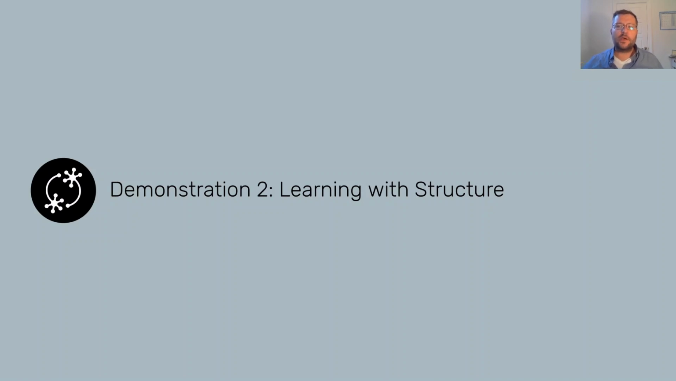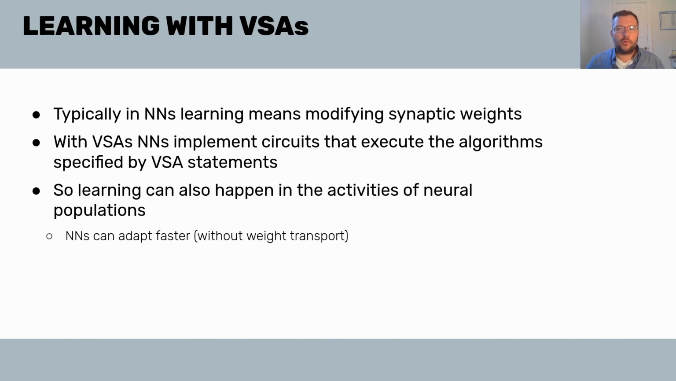Great. So now we've covered some of the basics of vector symbolic algebras, and next we're going to move on to examples of learning and generalization that we can get out of these neurosymbolic methods. It's important to know how learning happens in vector symbolic algebras.